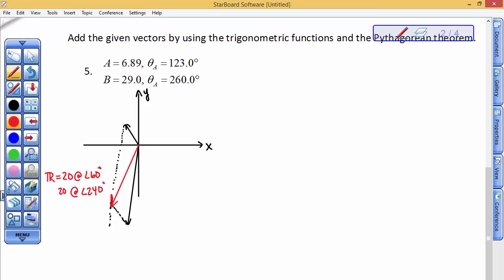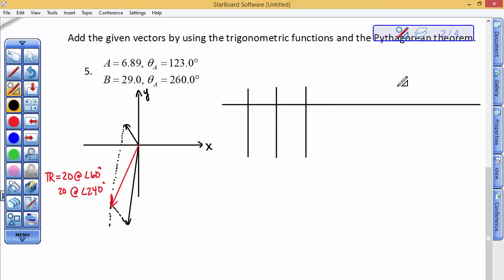But in order to do this, what we're going to do is develop a table that's going to help us find the x and y components of each vector. And I'm going to also draw those in once we've found those numerically. So first of all, I'm going to label the magnitude and the direction, theta. So vector A is 6.89 units in length, and it's at 123 degrees.